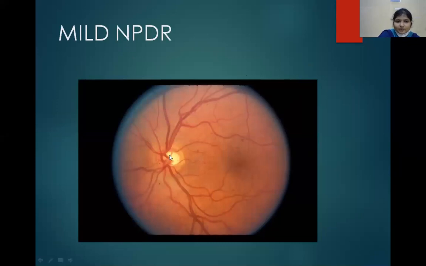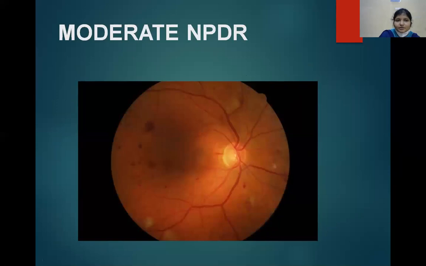So this is a picture showing mild NPDR. At least one microaneurysm must be present. So here you can see multiple microaneurysms. Hard and soft exudates may or may not be present, and in this picture there are no exudates. Next, coming to moderate NPDR. Moderate hemorrhages and microaneurysms. So these are dot and blot hemorrhages, and these are microaneurysms, and you can see soft exudates.